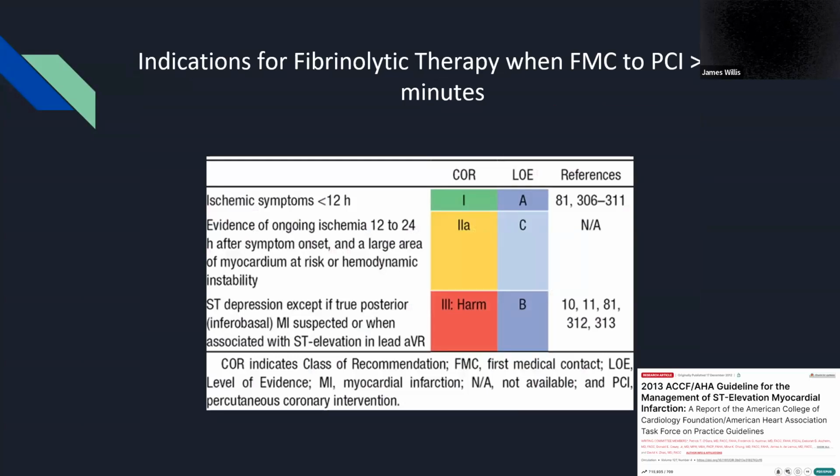So when it comes to indications for fibrinolytic therapy, similar to how we have a certain time interval for strokes, here the recommendation is class 1, which means there's likely overall benefit, and level A evidence. If their chest pain started within 12 hours, then they're a good candidate for that. There could also be harm if they have ST depressions, except if it's a posterior MI, or when it's associated with ST elevation in aVR.